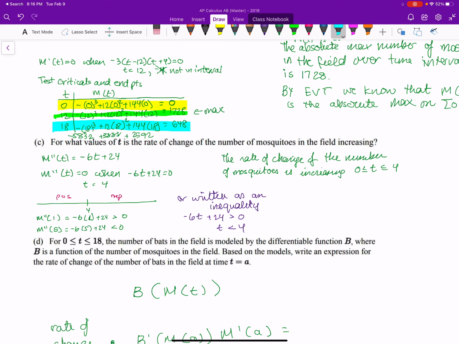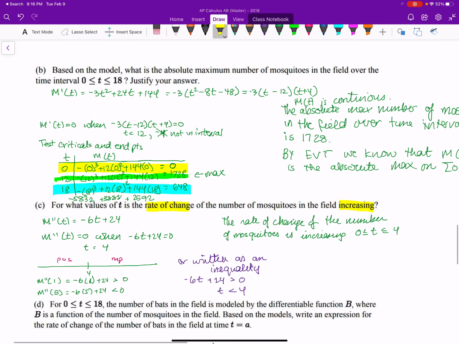At what values of t is the rate of change of the number of mosquitoes increasing? So you've got to be really careful how you read this, because what value is the rate increasing? So I need to figure out where the derivative is increasing. So I have to take the second derivative and see where the second derivative is positive.